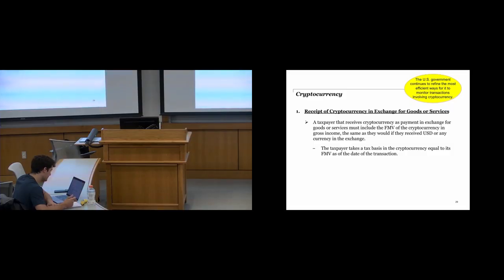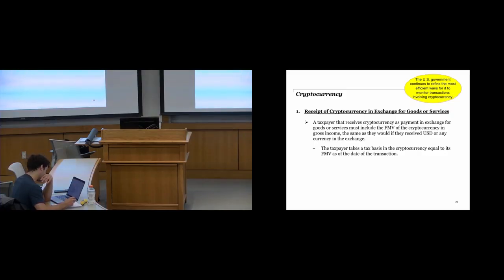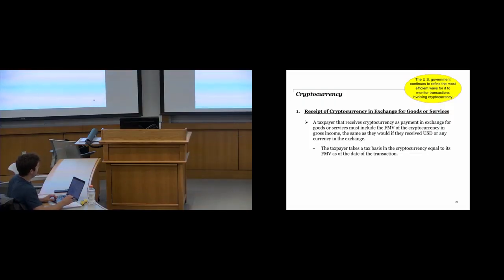Okay? Just because it's not a currency from a country, it is still property in the eyes of the tax code. Okay? If you receive cryptocurrency as payment in exchange for goods or services, you must include the fair market value of the cryptocurrency in gross income, right? The same as it would be if you received US dollars or any other currency in that transaction. That is payment. The taxpayer takes a basis in that cryptocurrency equal to its fair market value on the date of the transaction. So if I'm selling something and I agree to take crypto in exchange for that, that is a sale, right? I have to record that as gross income.